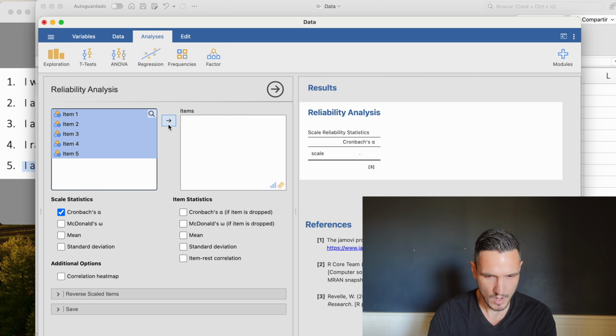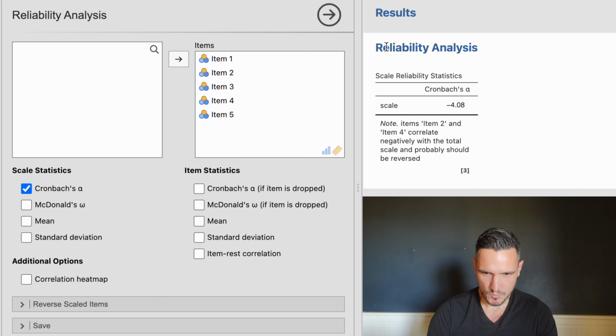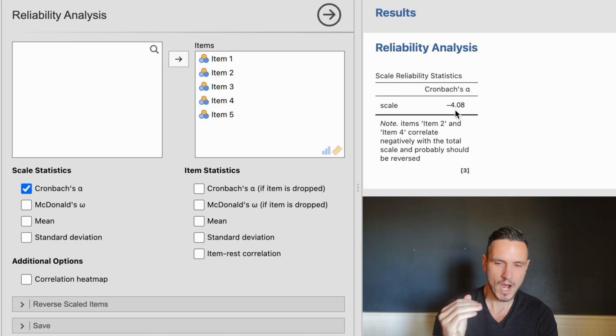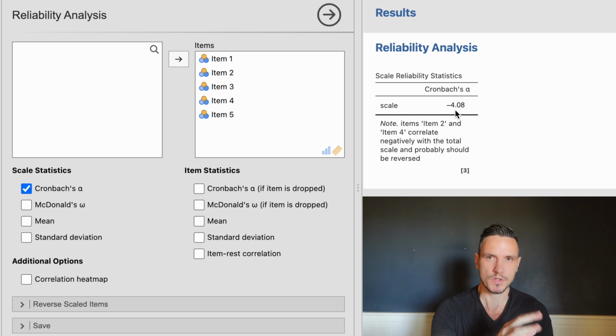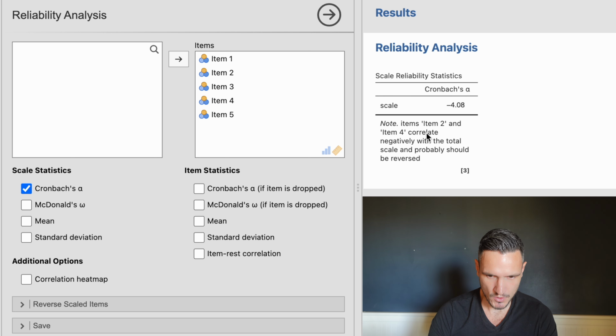So I select them all, I press this arrow, and I can see now that Jamovi has calculated Cronbach's alpha for me, and we have a negative value here, and that is to do with those two items going in the other direction from the other items. Actually, Jamovi points this out for us. It says here item 2 and item 4 correlates negatively with the total scale and probably should be reversed. So let's take a look at how to reverse those.